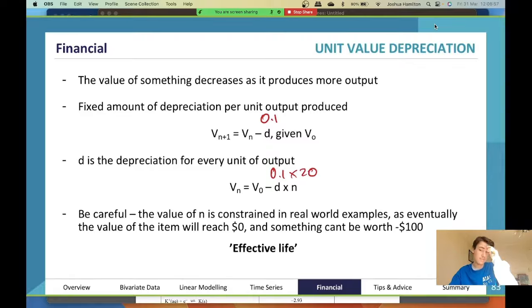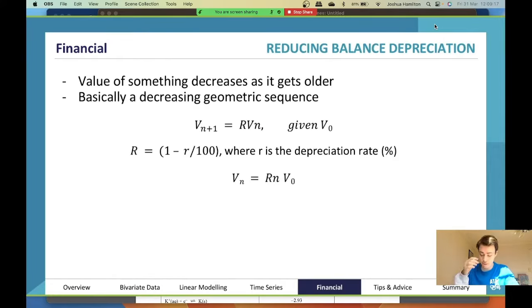So you go, all right, 0.1 cents per unit, and there were 20 units, because there were 2,000 pages, which is 20 times 100, and therefore we get whatever value that would be. It would be like $2 off the value of the printer. So that's unit value depreciation. That's like an application of that there.